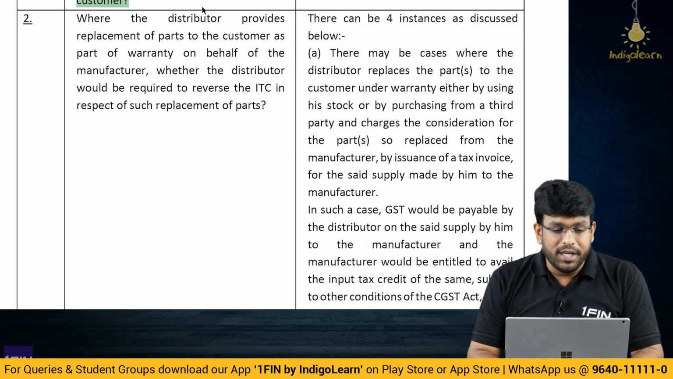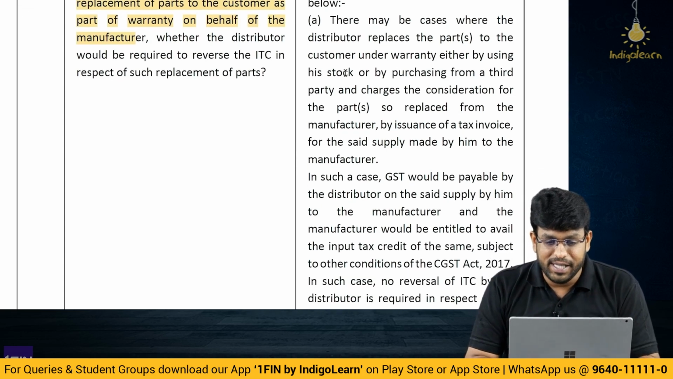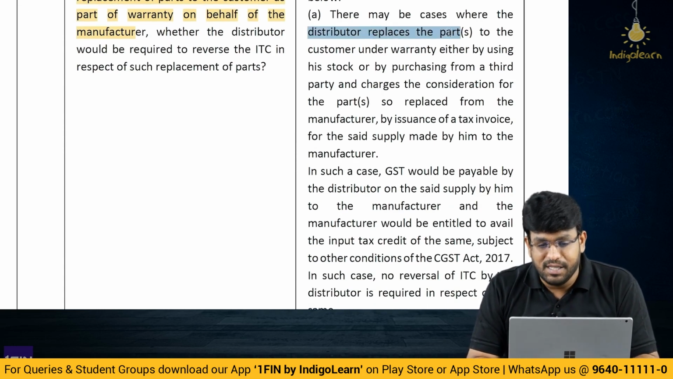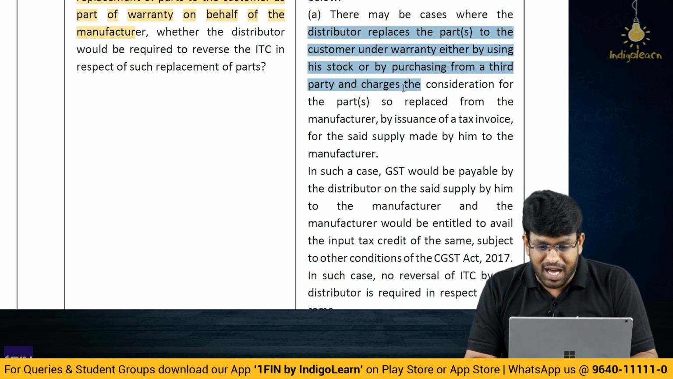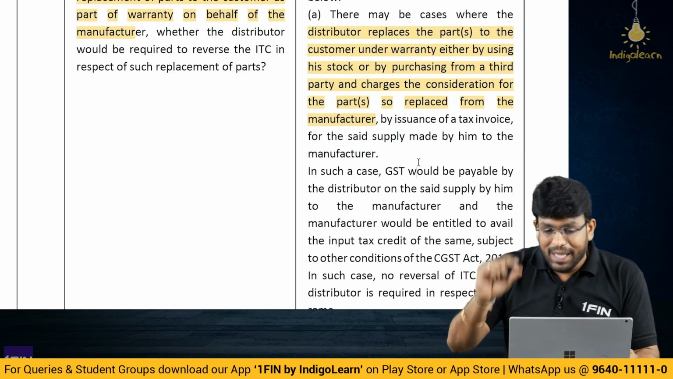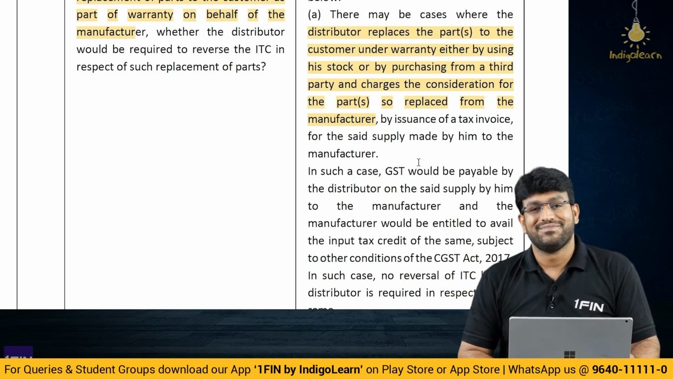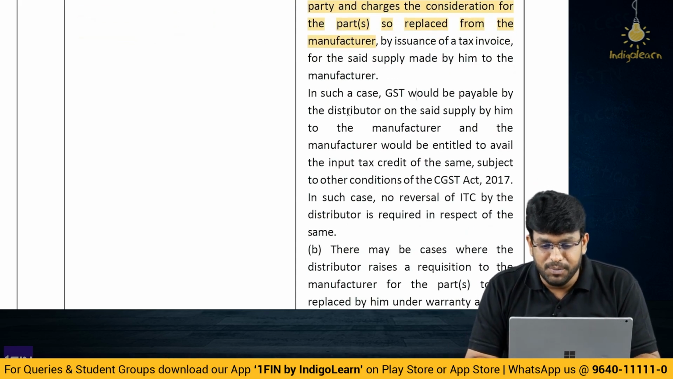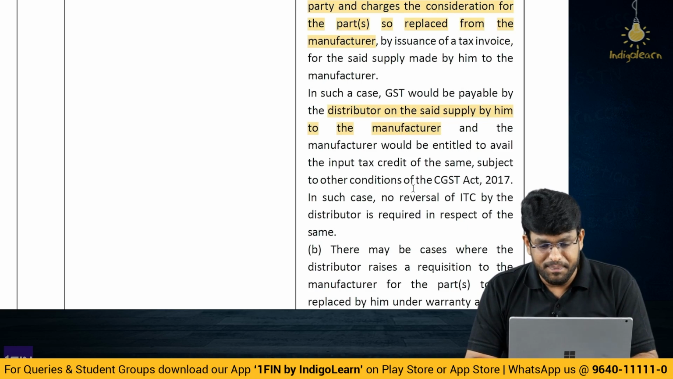Next, the distributor is providing replacement of parts on behalf of the manufacturer. Distributor is providing, friends. Then there are 4 possibilities. Case number 1. The distributor replaces the part to the customer under warranty either by using his own stock or by purchasing from a third party and charges consideration of the part so replaced from the manufacturer by giving a tax invoice. That means what? Let us say there is a Benz car company, the Benz car dealer. The Benz car dealer has replaced the part and the cost of the part is being taken from the Benz car company. Then in such case, GST will be payable by the distributor on the said supply by him to the manufacturer, and the manufacturer can take ITC subject to other conditions. And no reversal of ITC is required by the distributor in respect of the same.